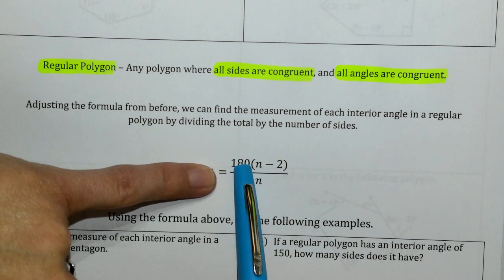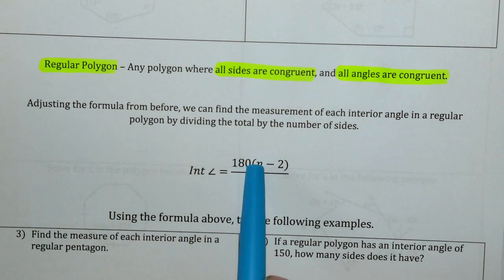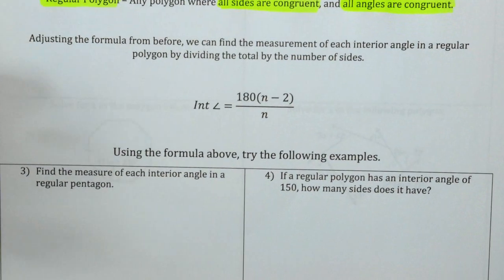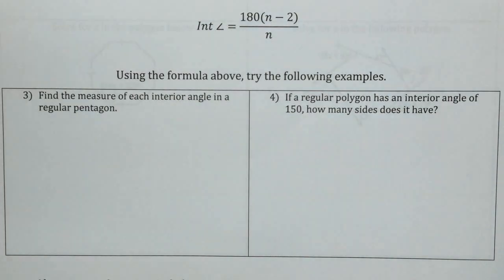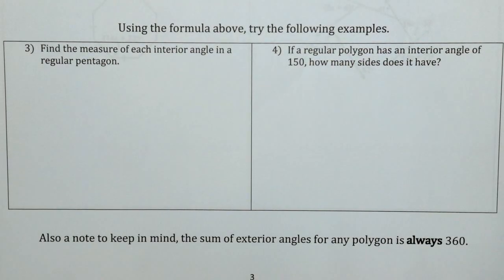So you see that 180(n minus 2) on top. That's finding the sum. And then because each one is exactly the same, they're all congruent, you're going to take that number of sides, which is also the number of angles, and you need to divide it evenly amongst every single angle. So you divide by the number of sides. So you're using n twice here. We're going to do one where we find each interior angle, and then we're going to work backwards on one and be given the interior angle.